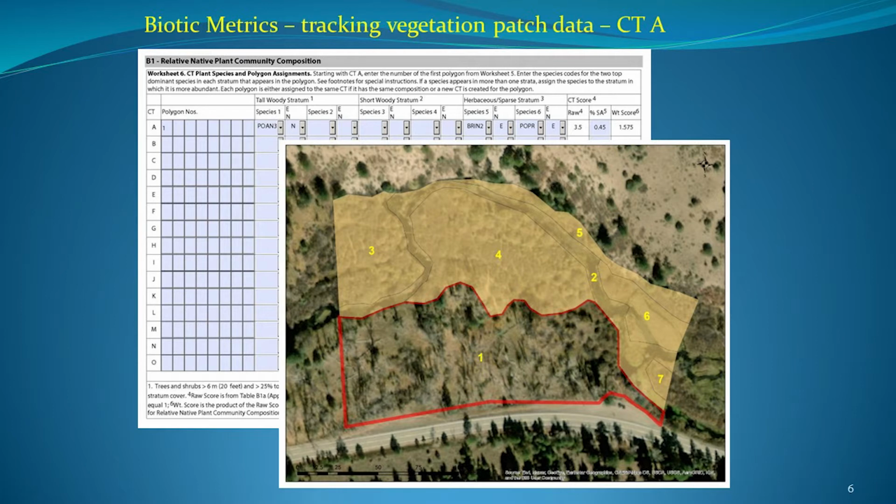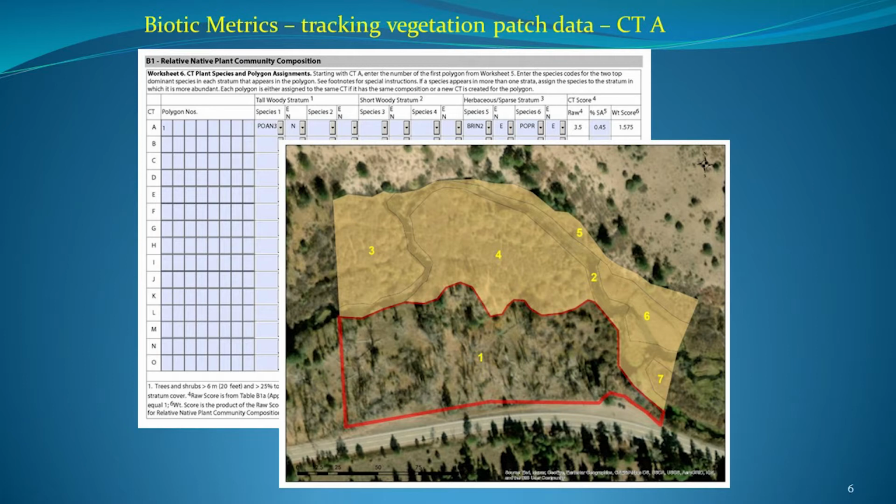You don't have to list 2 species. In this case, all there was in the tall woodies was cottonwoods. And so there's cottonwoods listed. You give whether it's a native or an exotic species. And then on the herbaceous, you have 2 species listed, 2 different grass species, smooth brome and Kentucky bluegrass, which are both considered exotic in New Mexico.